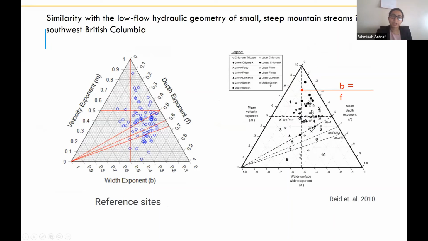So this is a very striking result: for all the rivers, we have a similarity with the hydraulic geometry that we have for small steep mountain streams. For your information, the channels we are studying are not mountain streams, but they act like mountain streams when they have physiographic scale instability.